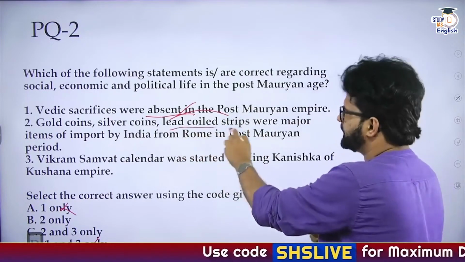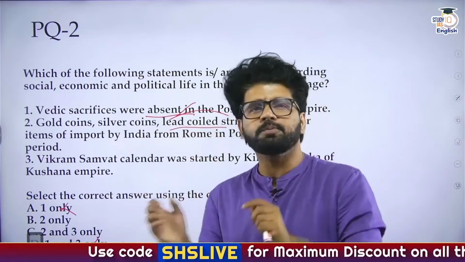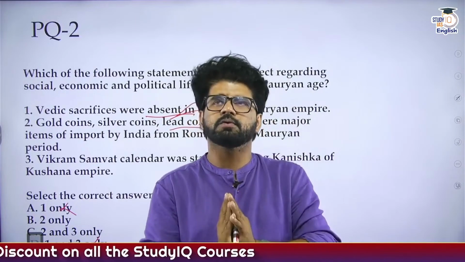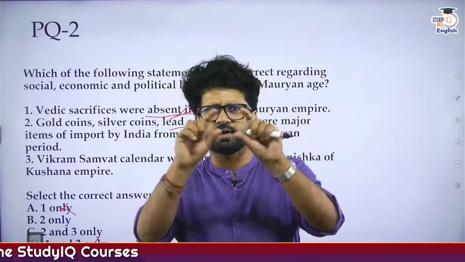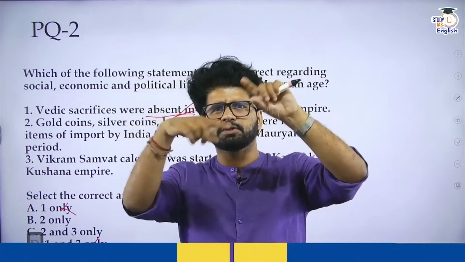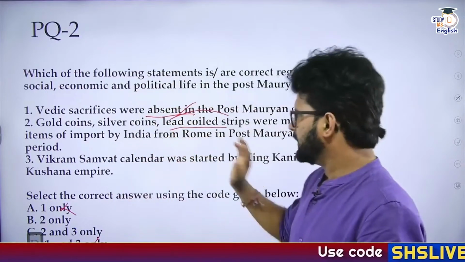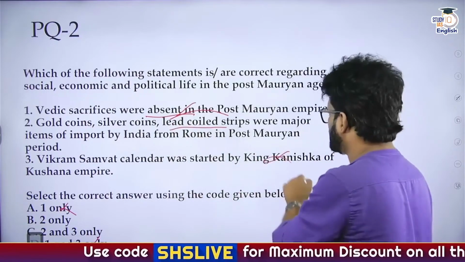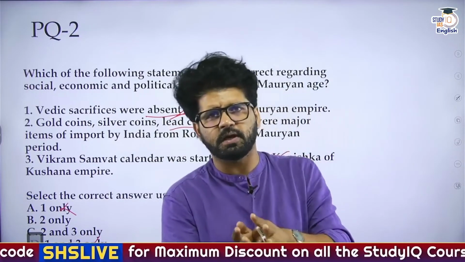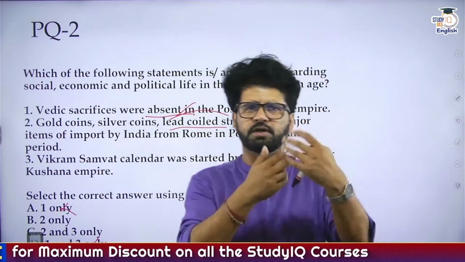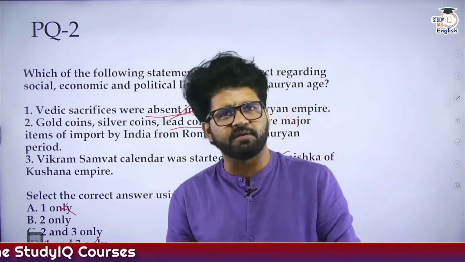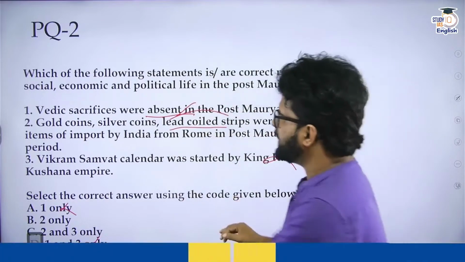This lead coil strip, some people believe that this was being used by Satvahana rulers to make their lead coins. We have seen how their coins were not very good, to be respectful to the Satvahana people. We have seen their coins which had ships made on them. So again, the second statement is correct. Third statement, Vikram Samvat calendar was not started by King Kanishka. Vikram Samvat was started by King Vikramaditya of Ujjain, who is said to have defeated a Saka ruler. King Kanishka started the Shaka era from 78 AD. This also we have discussed. So the answer is B, 2 only.